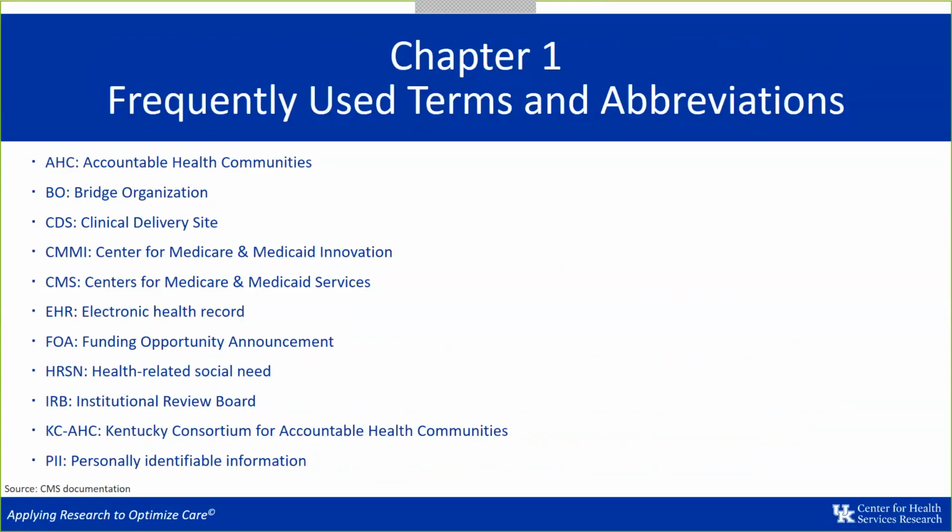And HRSN is a health-related social need, which is something like housing insecurity, food insecurity, or interpersonal violence. We'll discuss HRSNs more in a bit. KCAHC is what the University of Kentucky calls the entire collaborative group involved with the project. It stands for the Kentucky Consortium for Accountable Health Communities.